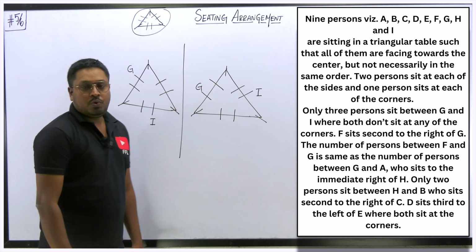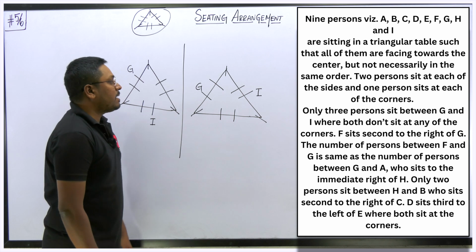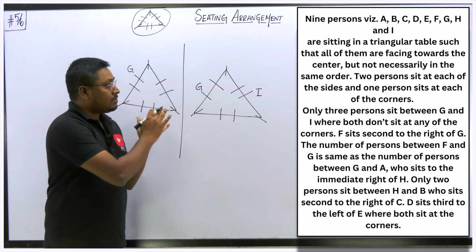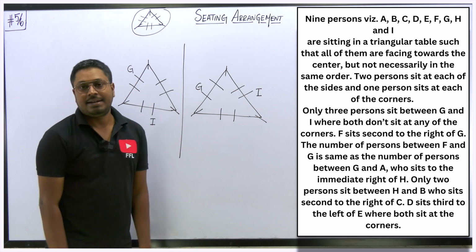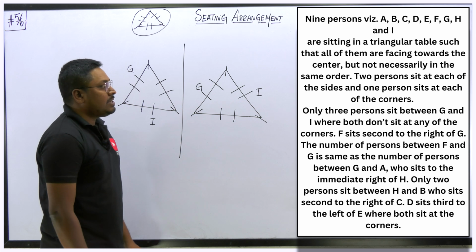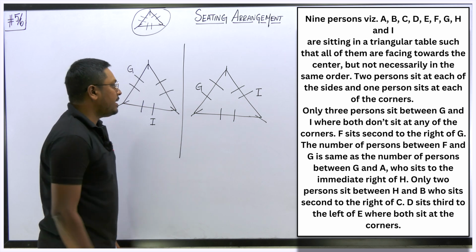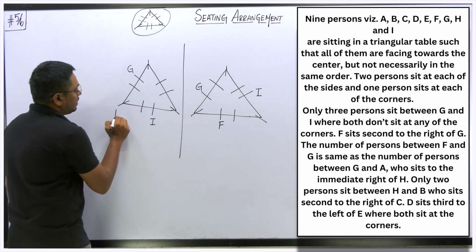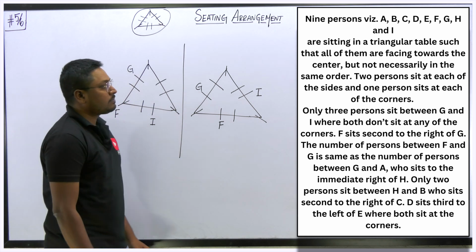So we are getting two possible diagrams, and in both possible diagrams you can see between G and I there is a gap of 3. As well, the persons G and I are not sitting at the corners. So F sits second to the right of G. So G's right-hand side, at the second place, is F. So this will be the place for F.